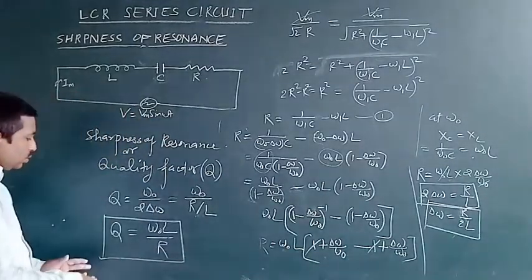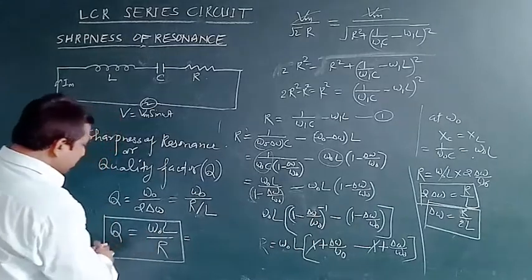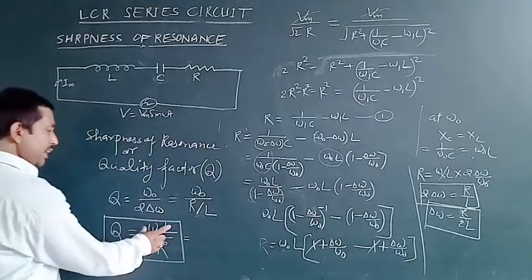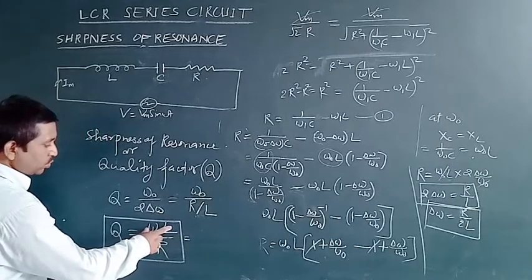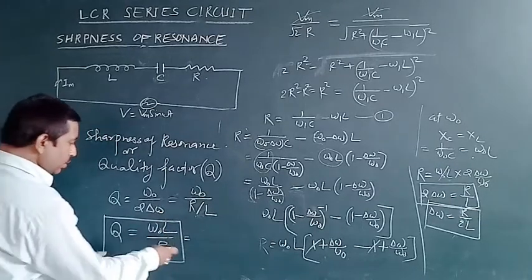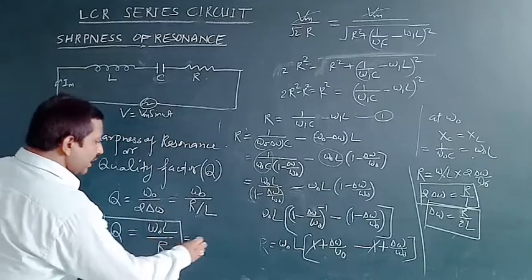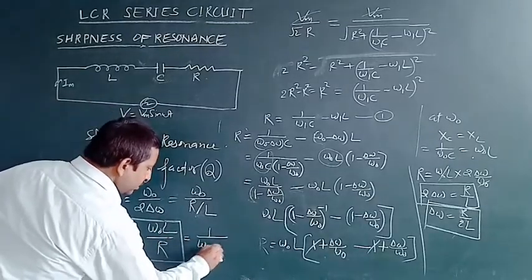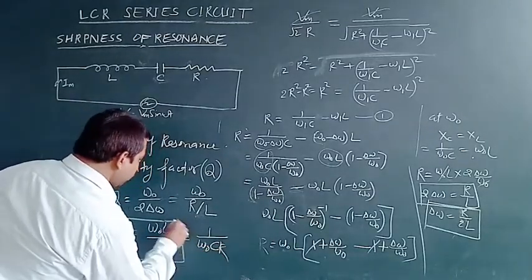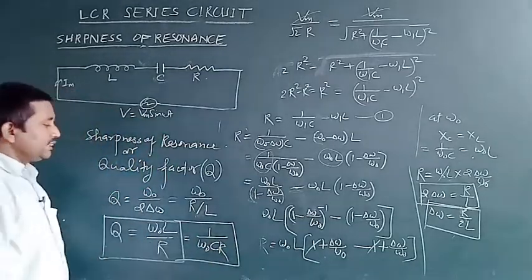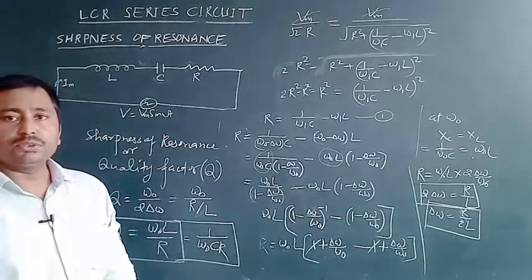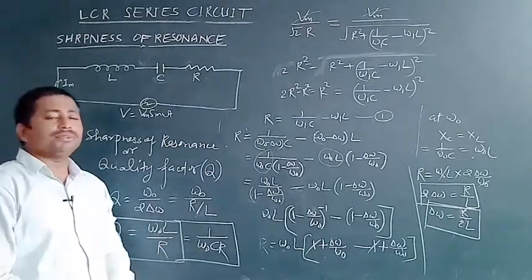And we can also get another formula for sharpness of resonance. As we know that XL is equal to XC at omega naught, so XC is equal to 1 upon omega naught C. So if we put the value of omega naught L as 1 upon omega naught C, then we get the formula for the sharpness of resonance as 1 upon omega naught CR. Okay, so this is all about the sharpness of resonance.